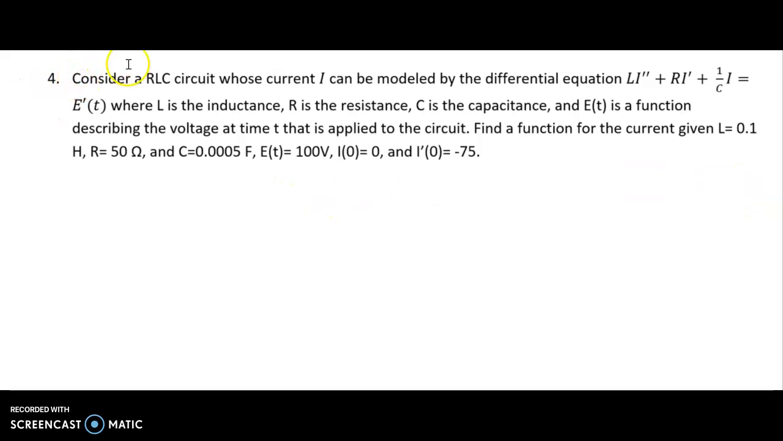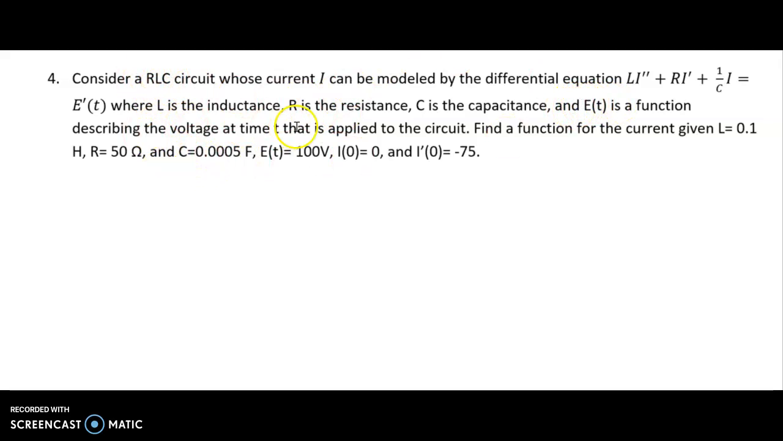All right, first circuit problem here. We have an RLC circuit. I is the current. This equation is one that we use: L I double prime plus R I prime plus 1 over C times I is equal to E prime of T, where we got these electric numbers and coefficients from different things in the circuit.